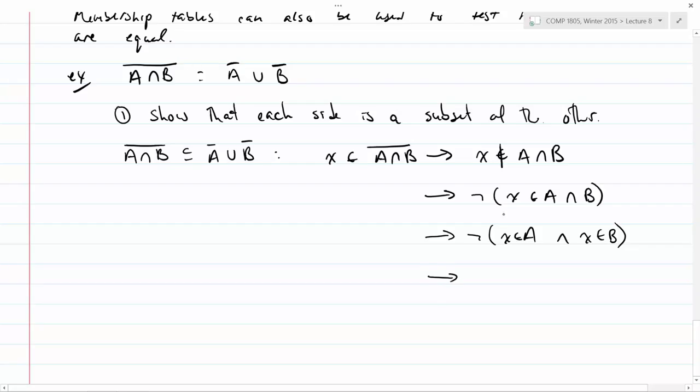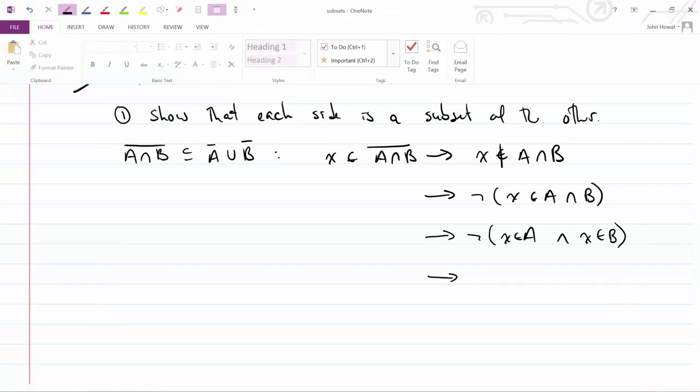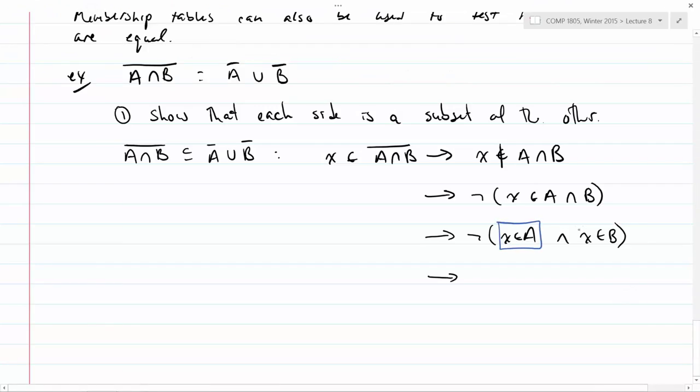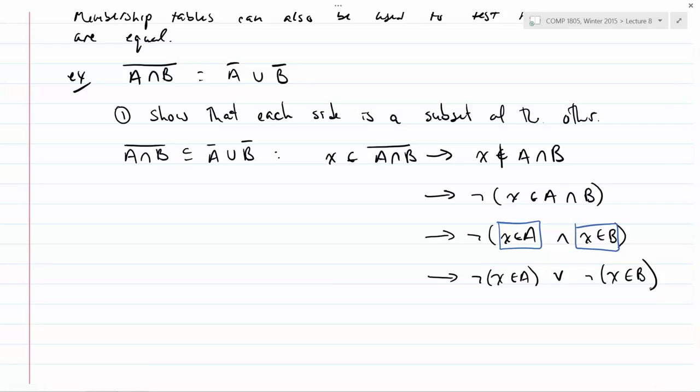All right, and notice now we have this as logic. This is pure logic. It has nothing to do with sets. This thing here is a proposition. That thing there is a proposition. So what we can say is that it is not the case that X is in A, or it is not the case that X is in B. And that's by De Morgan's law for logic, right? Because I've converted this statement about sets into logic. And this is why we did all that logic stuff. It's handy. All right, so now that we have that, this is exactly the same thing as saying X is not in A or X is not in B.